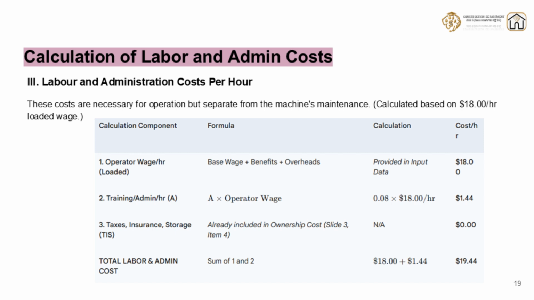Note that the TIS cost is not included here as it was already accounted for in the ownership costs when we calculated the investment cost. The total labor and admin cost is the sum of the operator wage and the administration fee, equaling $19.44 per hour.